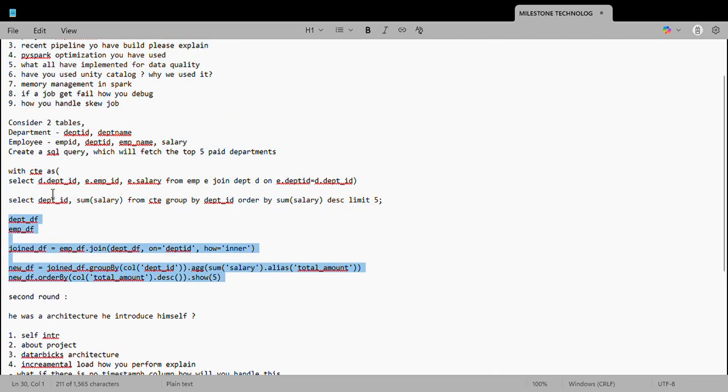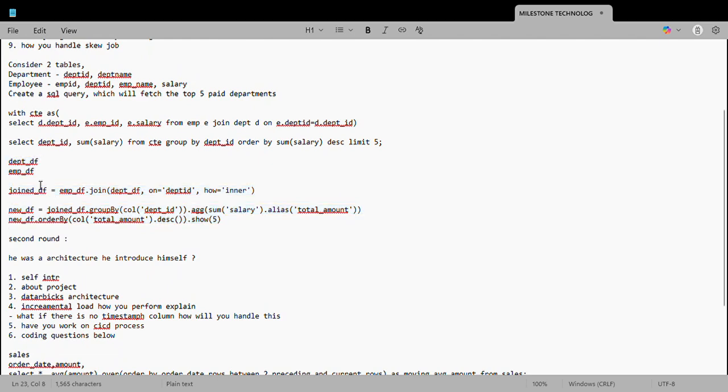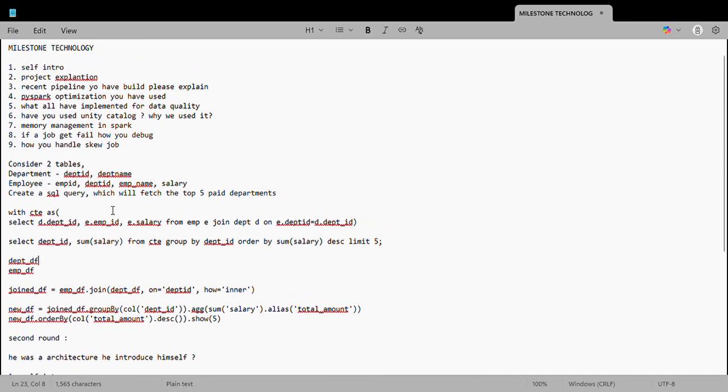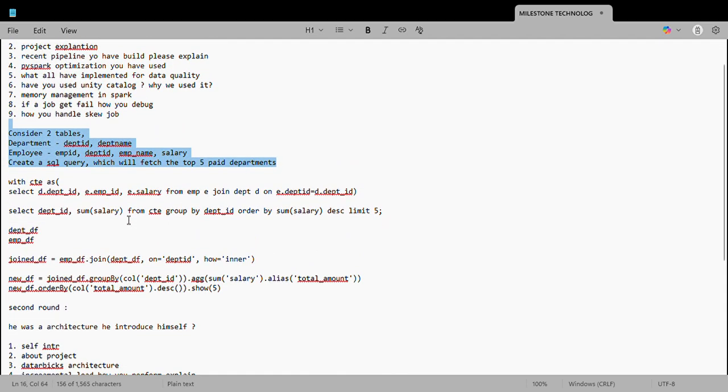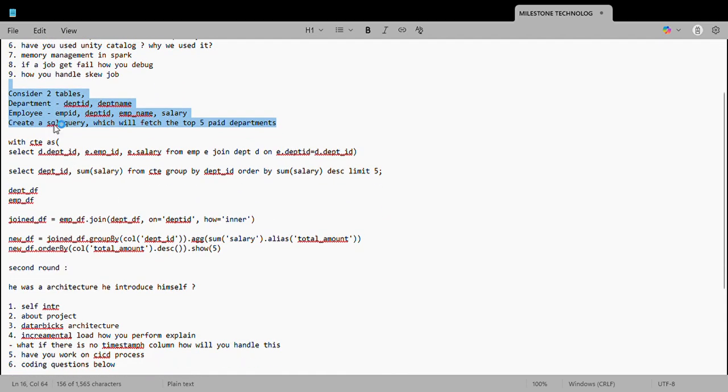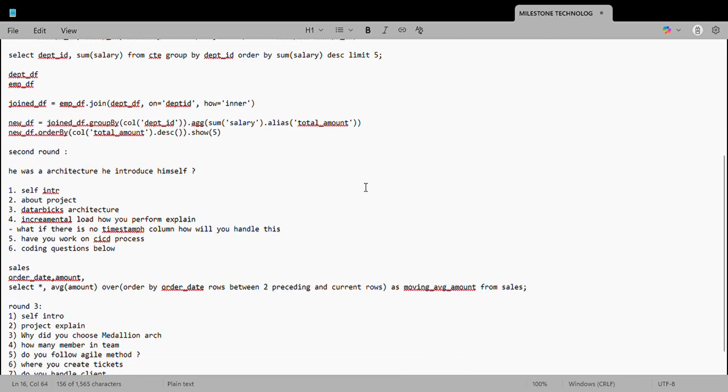Once I was done with the SQL way, he asked, can you do the same with PySpark? So I did it with PySpark. This is the PySpark code. You can pause and check it out. I suggest that once you get this problem, you try to solve it on your own. This is a simple one, but in order to learn it, it is better to try by yourself, so it will enhance your memory.